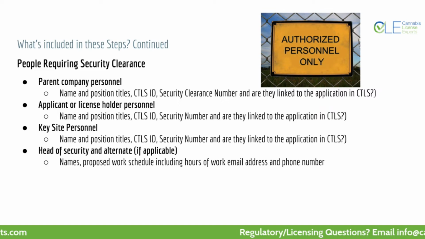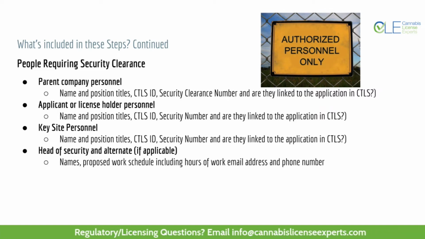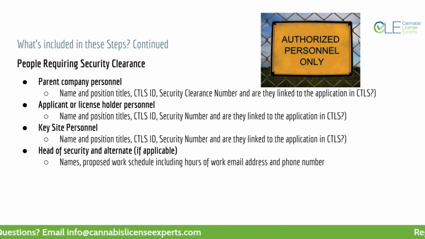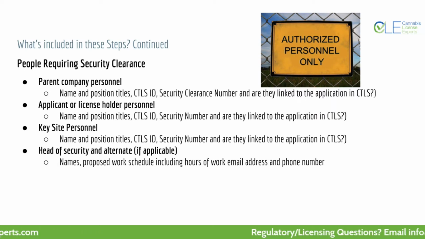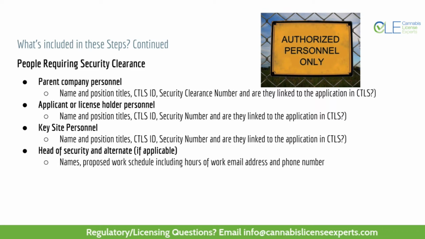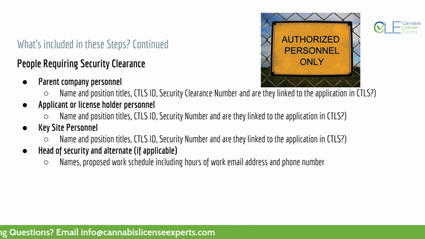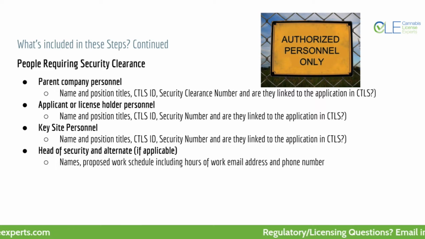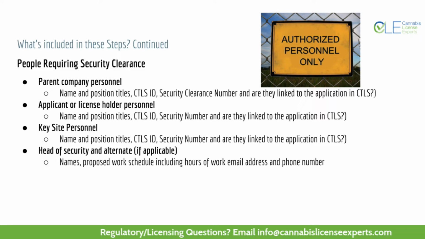Key site personnel: name, position titles, CTLS ID, security clearance number, and are they linked to the application in CTLS? Now, very important for an organizational security plan would be who your head of security is. On top of what we've already mentioned with name, position title, CTLS IDs, security IDs, and link to the application, you're also going to outline their proposed work schedule, including the hours of work, their personal email address, and telephone number. If you choose to have an alternate, it's not required, but you can list an alternate head of security on your application, and you will be required to provide the same information.